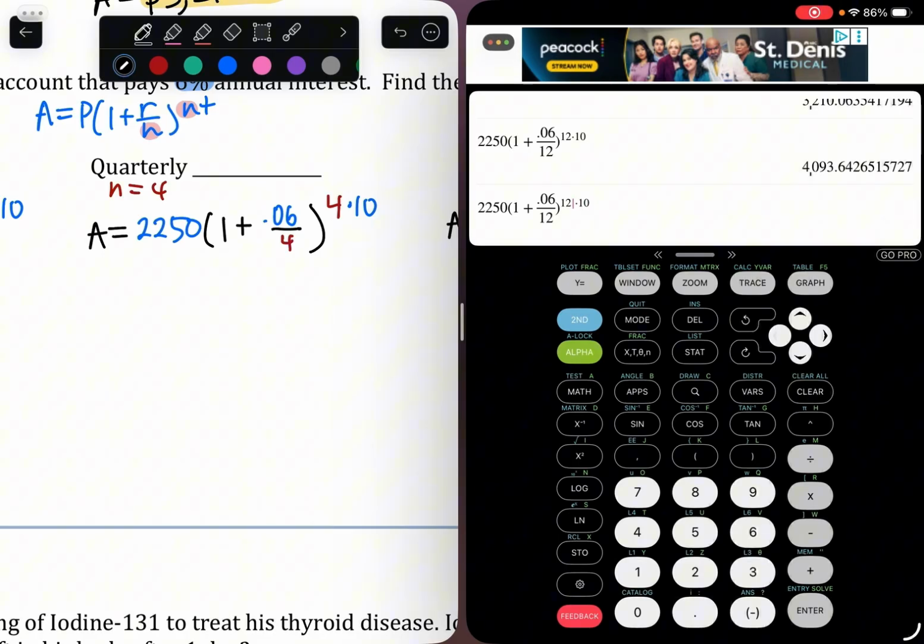For quarterly, we can go up and highlight what you just typed in and press enter, and you can just change the 12 to be a 4. If you want to just retype the whole thing, you can. And that's going to give us $4,081.54.